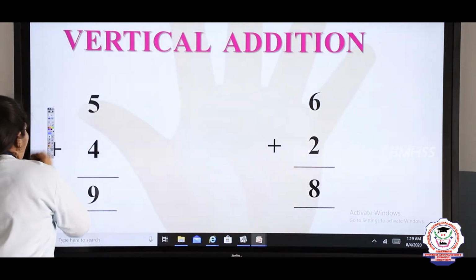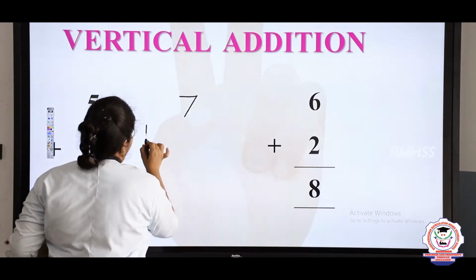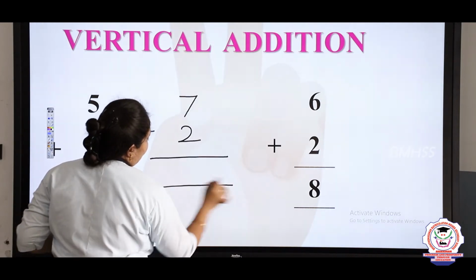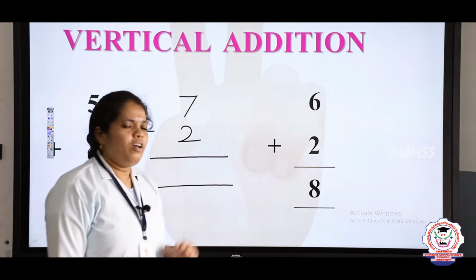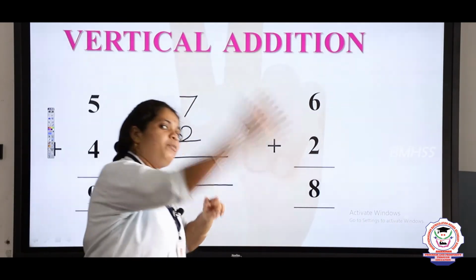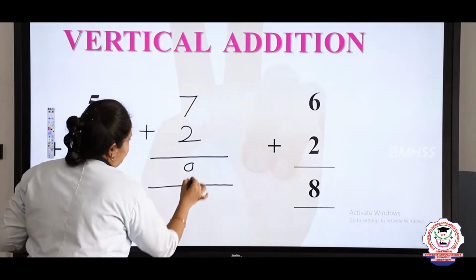Now, shall we do one problem here? So, 7 plus 2. What should be in your mind and finger? 7 in a mind, 2 in a finger. 7, after, the succeeding number to 7 is 8 and 9. The answer is 9. Fine.